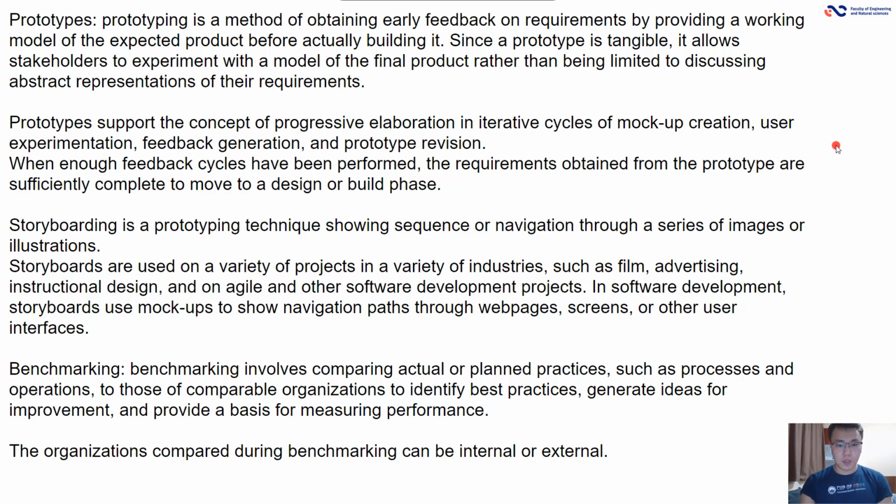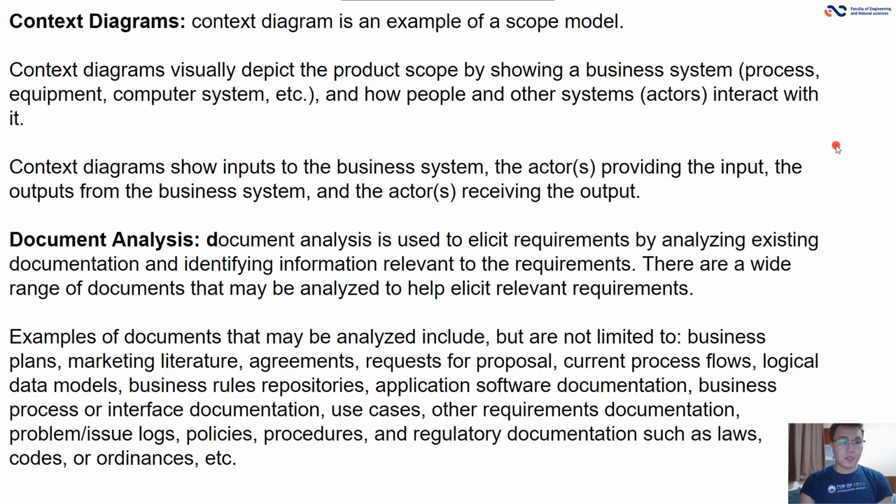Benchmarking. Benchmarking involves comparing actual or planned practices, such as processes and operations, to those of comparable organizations to identify best practices, generate ideas for improvement, and provide a basis for measuring performance. Context diagrams. A context diagram is an example of a scope model. Document analysis. Document analysis is used to elicit requirements by analyzing existing documentation and identifying information relevant to the requirements.